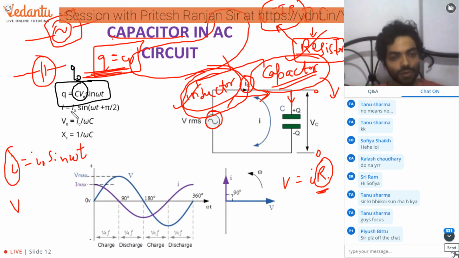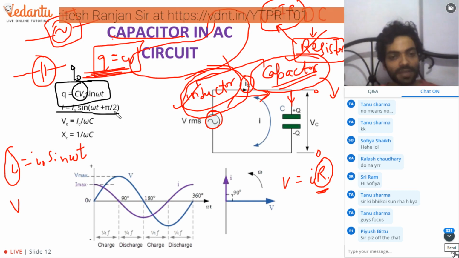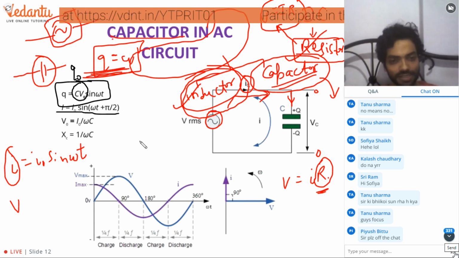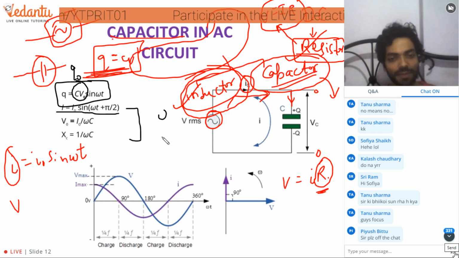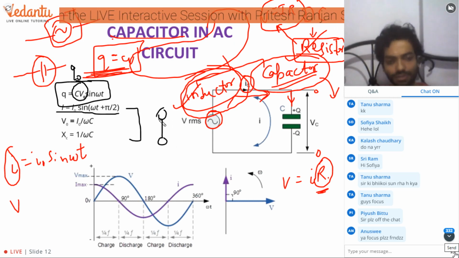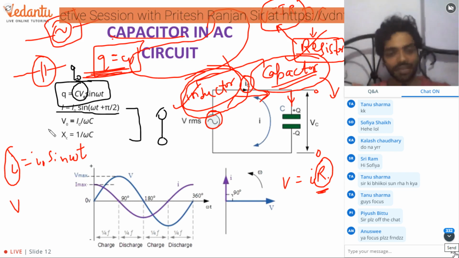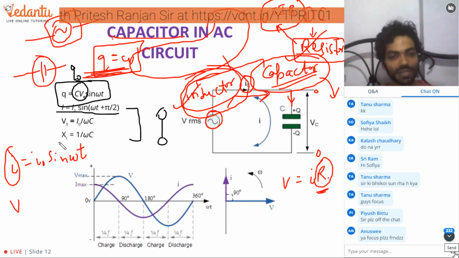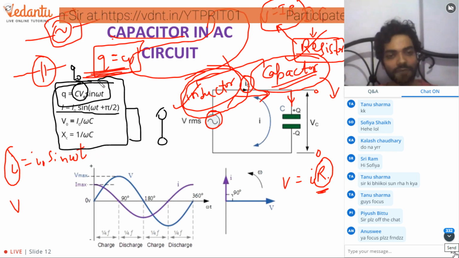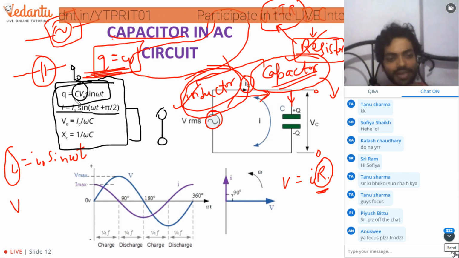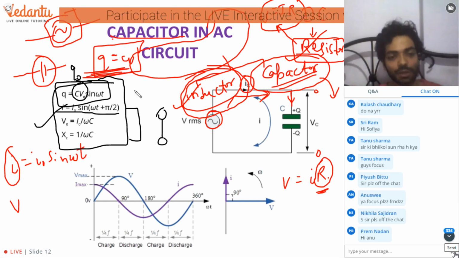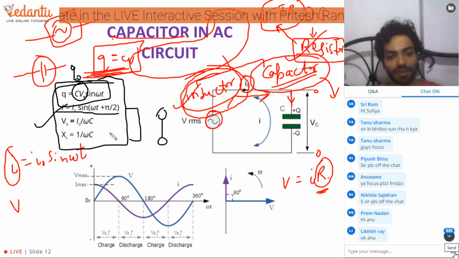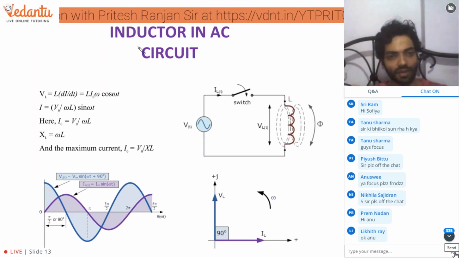And I equals I naught sine omega t plus pi by 2. You would have gone through this using the phasors. We implement all these formulas in a very quick manner. I'll be introducing phasors as well in the upcoming sessions. So do not worry about these equations. We have a very quick approach to get these equations as a conclusion from the phasor diagram.